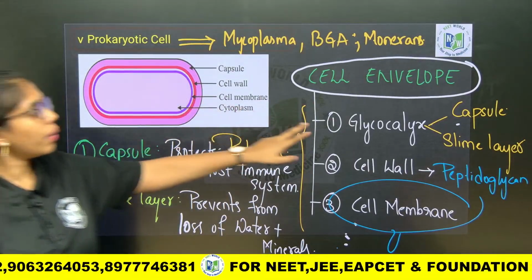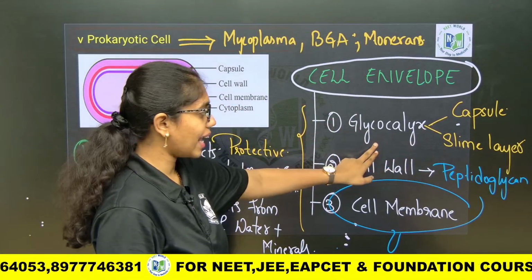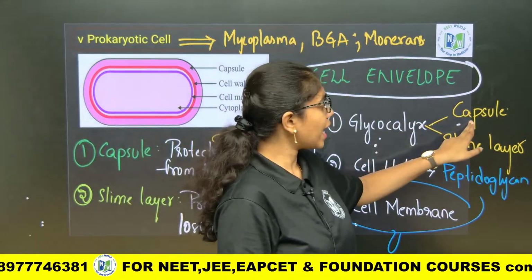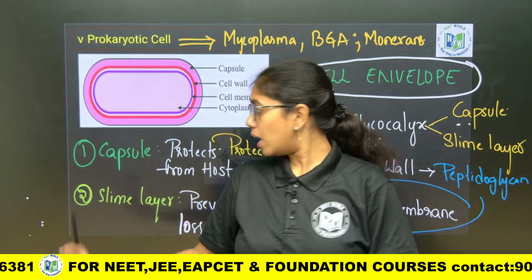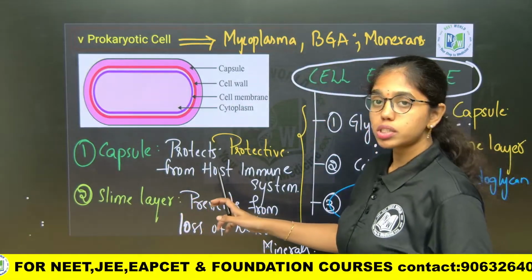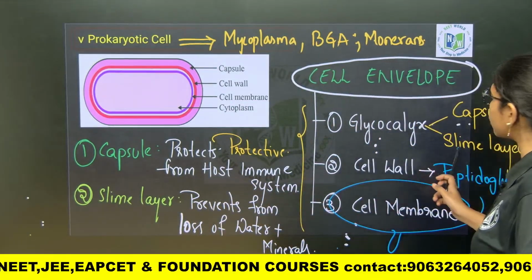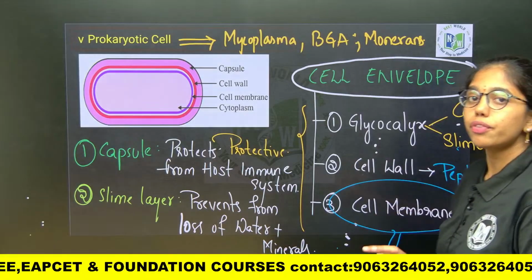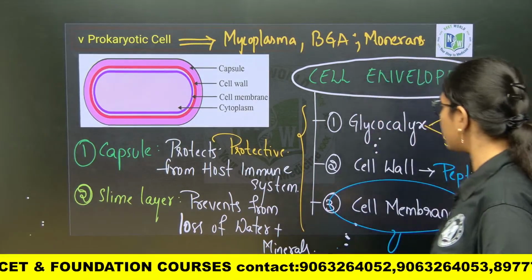So, in the cell envelope, the outermost layer is called glycocalyx. If it is tightly arranged, it is a capsule. It will protect the bacteria from the host immune system. If it is loosely arranged, it is a slime layer. It will prevent loss of water and mineral nutrients.